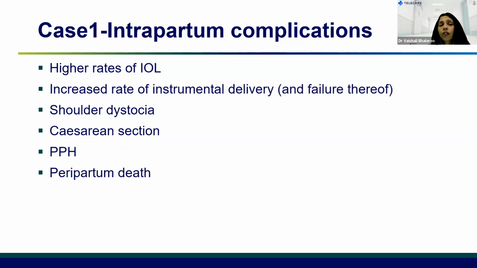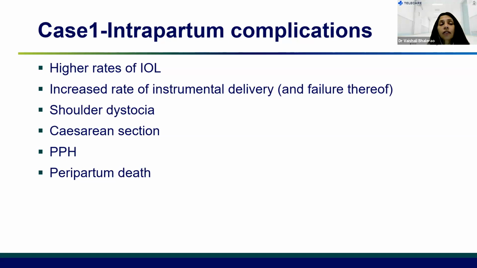Intrapartum, high rates of induction of labor, increased rate of instrumental delivery and failure of them, shoulder dystocia. So shoulder dystocia can be because of diabetes, gestational diabetes, especially because it is known that fetuses of mothers who have either diabetes or gestational diabetes put on more weight on their shoulders and then they get stuck. So that's why we need to monitor them and help them to have normal blood sugar. We'll go on with the complications.